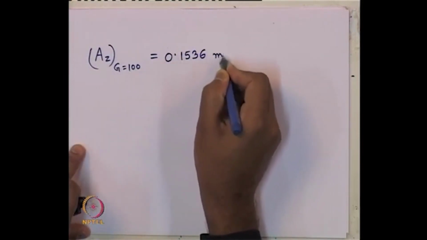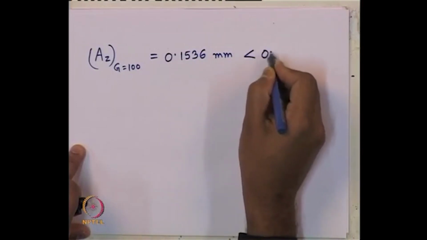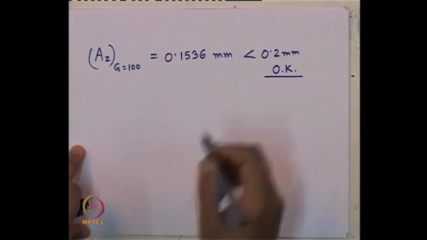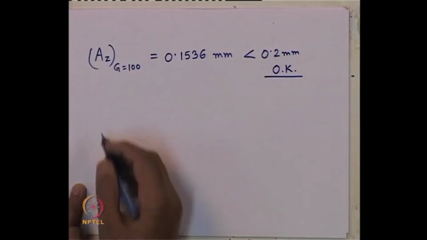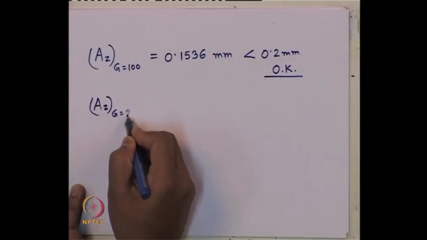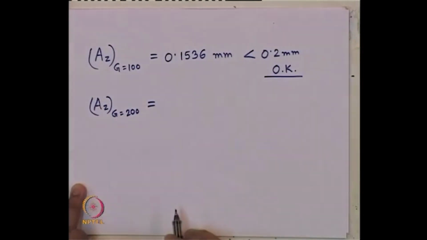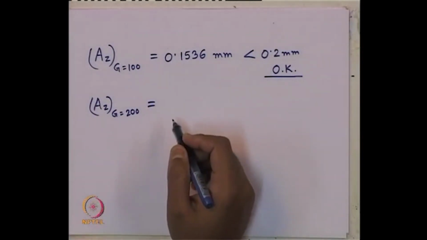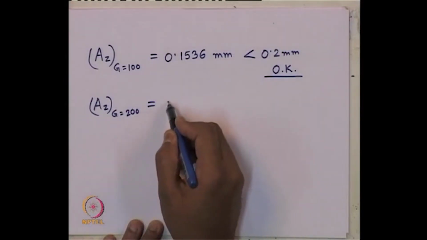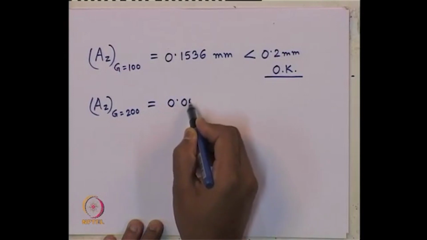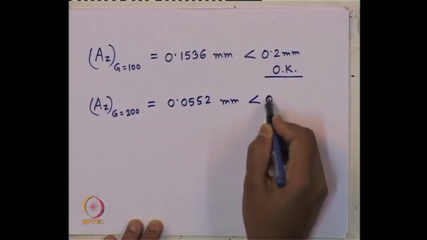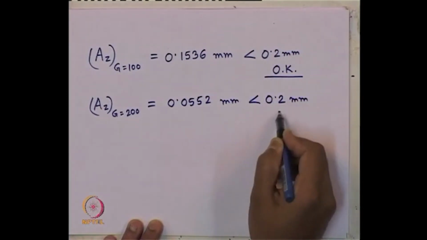With this we get the Az value as 0.1536 millimeter, which is again less than 0.2 mm. So, the provided size of the foundation is okay. Similarly, Az at G equals 200. We can change the value of Kz and omega n only for this third type of soil, and we will get the value as 0.552 mm, which is again less than 0.2 mm. Therefore, okay.